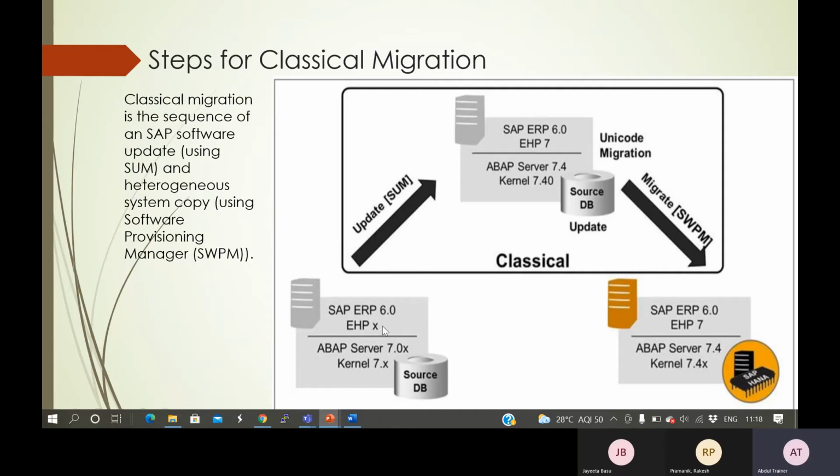From EHP 4 to EHP 7. EHP 7 is the requirement for HANA, because HANA requires a minimum of EHP 7, for example. Also, the source is a non-Unicode system, and HANA supports only Unicode systems. Then Unicode conversion is also required. Then the source database is Oracle, and you want to convert to HANA.